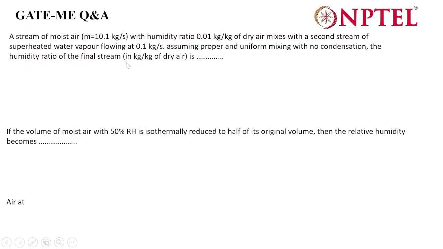Okay. See the first problem first. Here is a stream of moist air, m dot is given. M dot means total mass. With a humidity ratio of something, some kg of dry air mixes with a second stream of superheated water vapor flowing like this. Assuming proper and uniform mixing with no condensation, find the humidity ratio of the final stream. Okay, take 1 minute and let me know the answer.